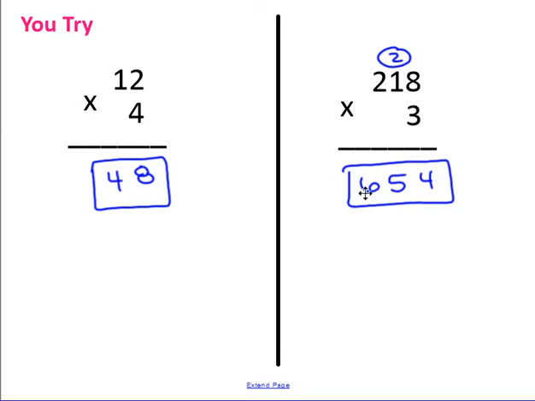218 times 3 should be 654 because 3 times 8 is 24. You carry the 2. You put the 4 down here. 3 times 1 is 3 plus the 2 that you carried. So 3 plus 2 is 5. And then 3 times 2 is 6.